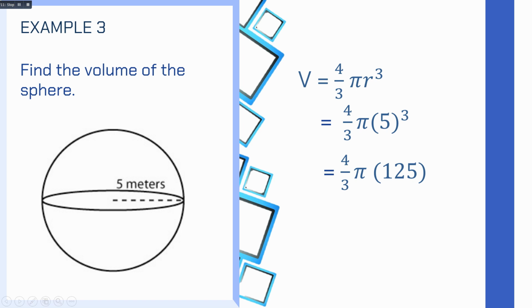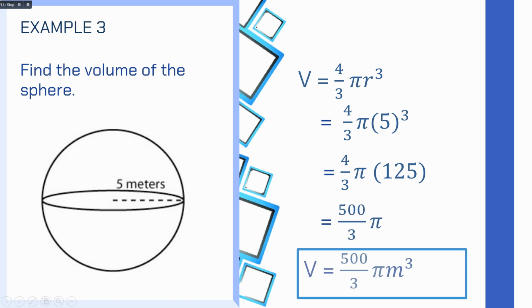125 multiplied by 4/3. The answer would be 500/3. With the unit of measurement in meters, the volume of the sphere is 500 over 3 pi cubic meters. That's all for today.